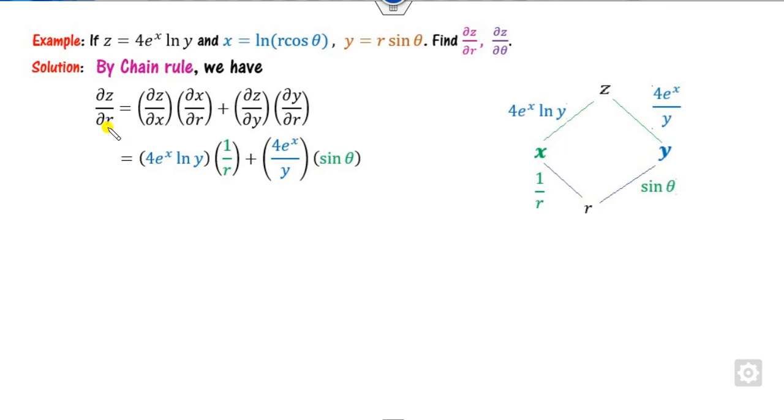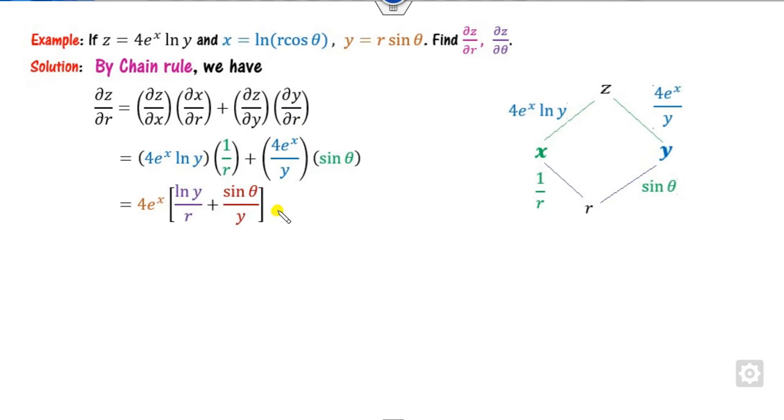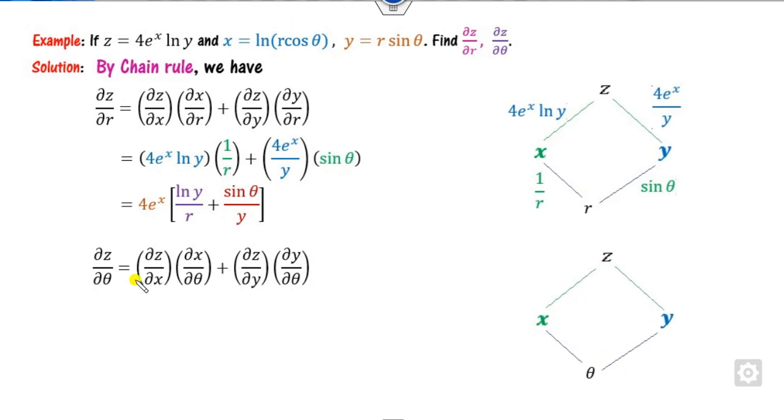Since I need everything in terms of r, I can substitute the value of e raised to power x from here. What is that? E raised to power x is nothing but r cos of theta. So I can substitute here, and similarly you can substitute, and you will get this expression. Now for the second part, you have to write in terms of theta. So this value remains the same because there is a with respect to y.